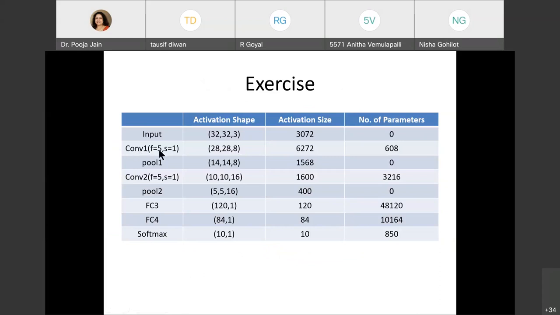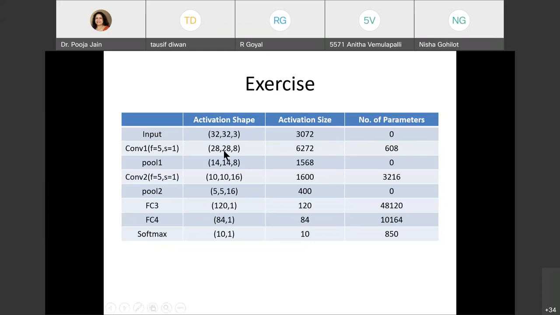So 28 cross 28 cross 8 means total how many values? 28 multiplied by 28 multiplied by 8. It is nothing but 6272. This is very simple. Now calculate the number of parameters over here. How do you calculate the number of parameters? Parameters are equal to weights and biases. Okay.